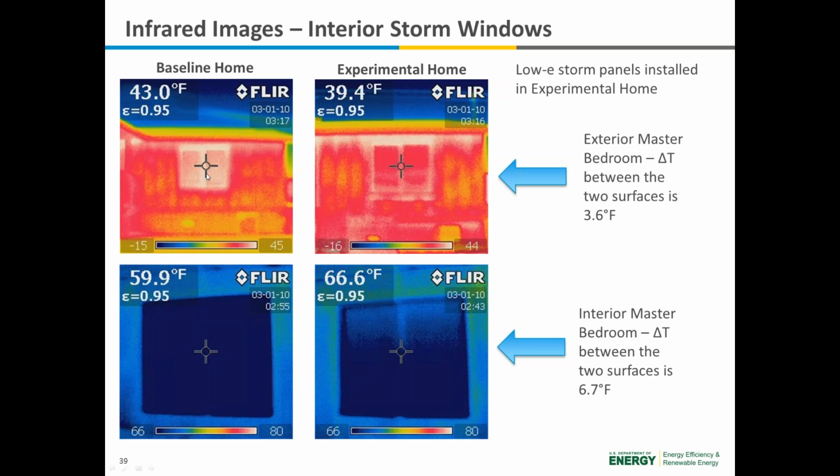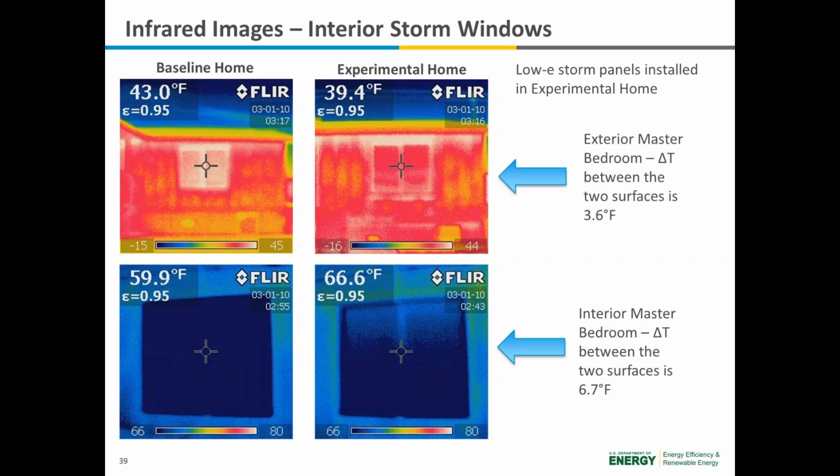infrared images. So you can see on the outside we have about 43 degrees Fahrenheit for the baseline home with just the standard baseline windows, and then 39.4 degrees Fahrenheit with the low E storm windows installed. So that's a temperature delta of about 3.6 degrees Fahrenheit. And like Tom said, that's due to the low E coating reflecting some of that conditioned heat back into the space and trapping it.